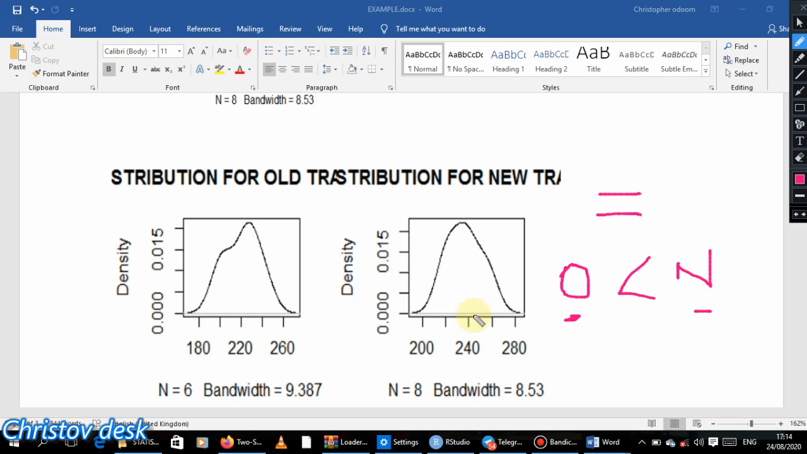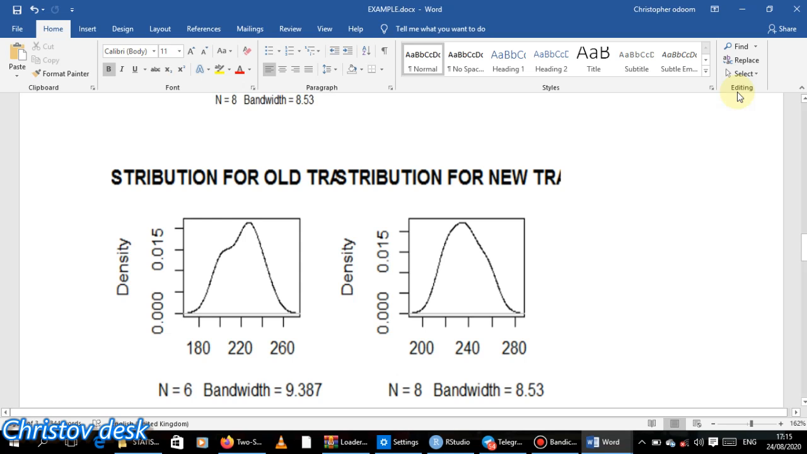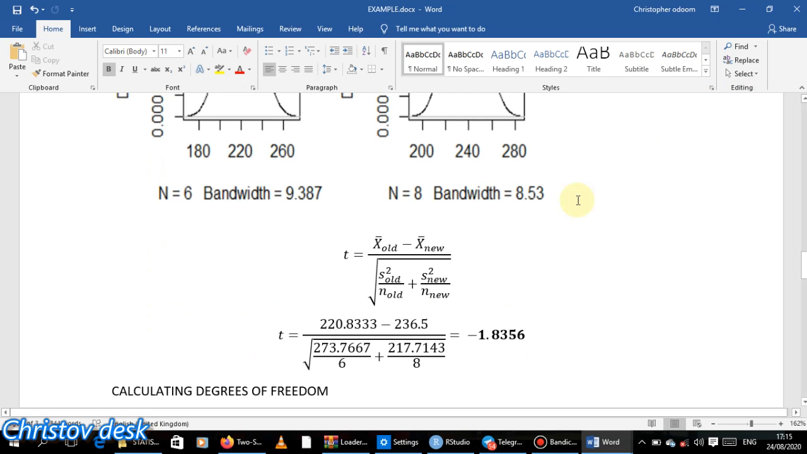So statistically, what we're trying to do here is, looking at the shapes, can we say that they are the same, or can we say that the new method is better than the old method? That's what we are trying to do. We're just trying to compare these two distributions, and I'm saying that we are using the t distribution.